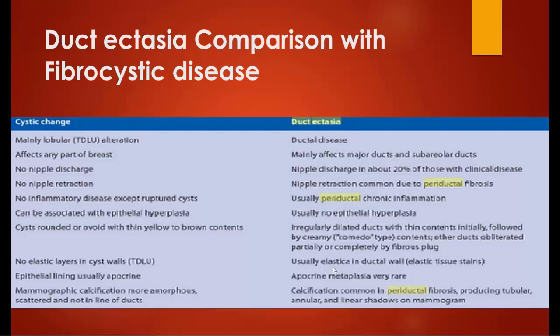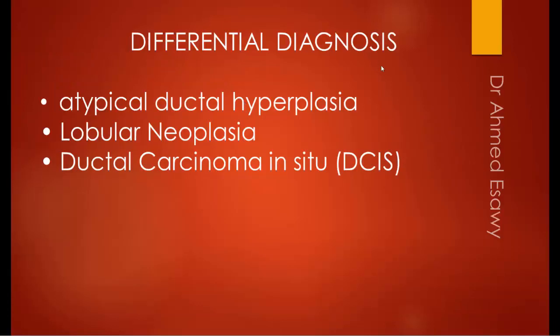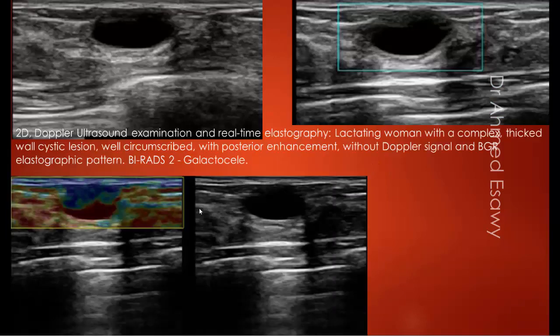Duct ectasia usually shows elastic tissue stains in ductal wall, elasticity in elastic ductal wall. Apocrine metaplasia very rare in duct ectasia. Calcification common in periductal fibrosis, producing tubular, annular, and linear shadow on mammography. Differential diagnosis of fibrocystic change: atypical ductal hyperplasia, lobular neoplasia, ductal carcinoma in situ.